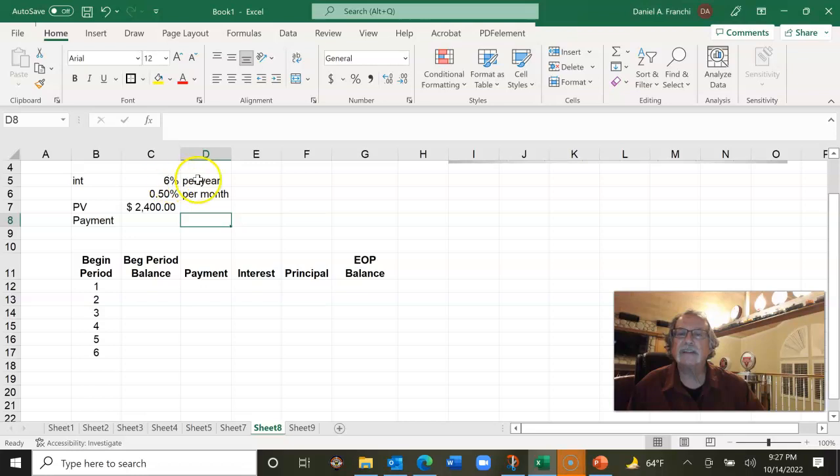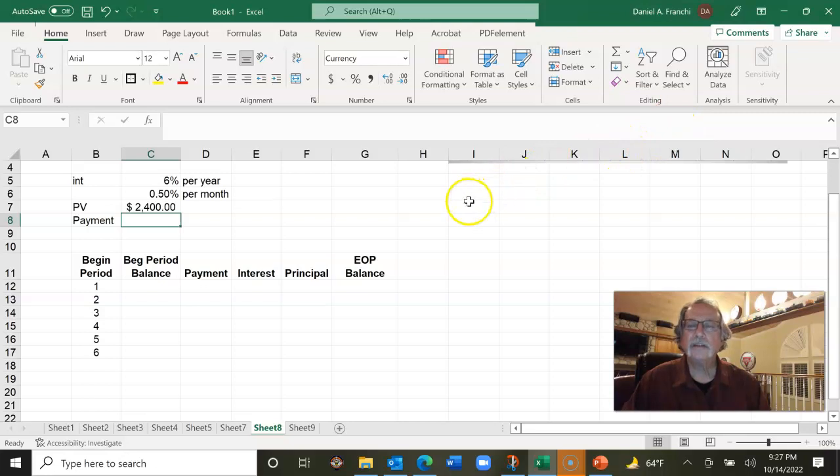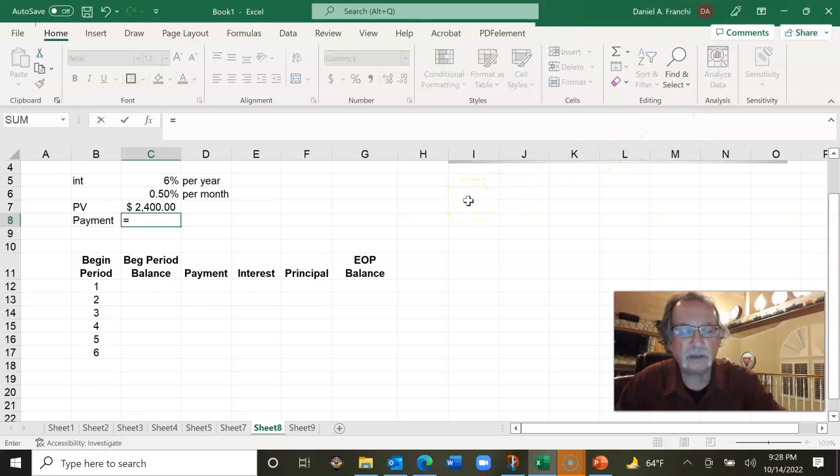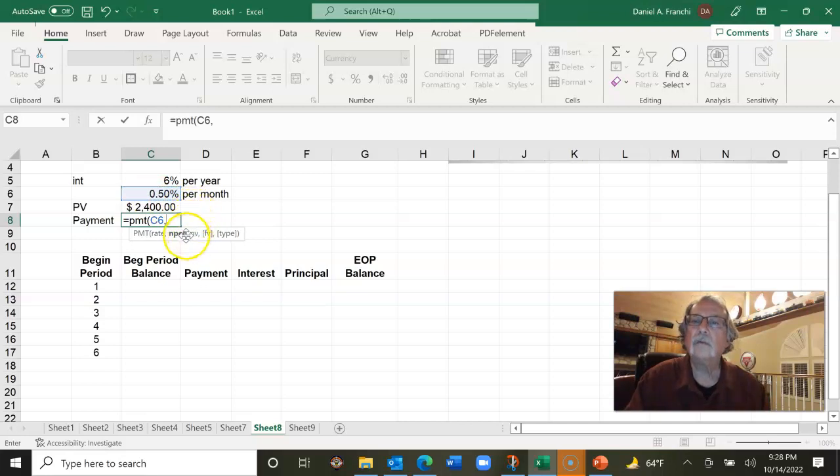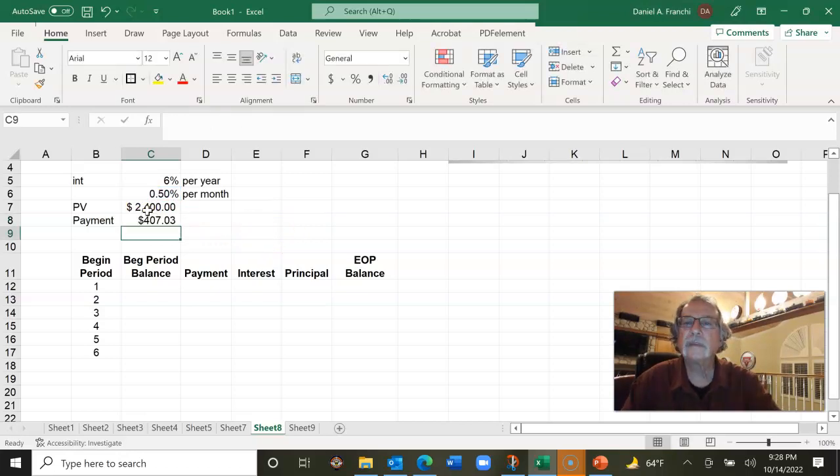So we have an interest rate of 6% per year. That implies 0.5% per month. The amount we're borrowing is $2,400. So our monthly payment is going to be 0.5% per month for 6 periods. And the borrowed amount, I'm going to flip the sign on it so it'll be positive, is the $2,400. Our monthly payment is $407.03.